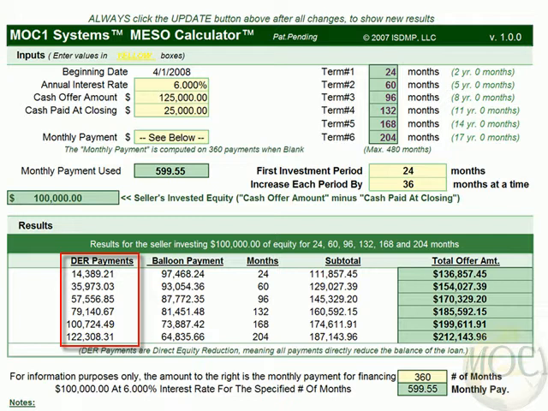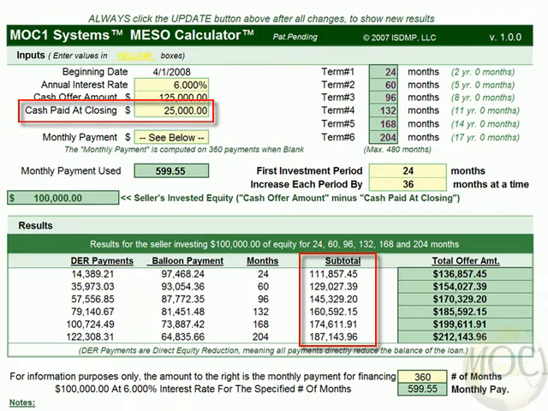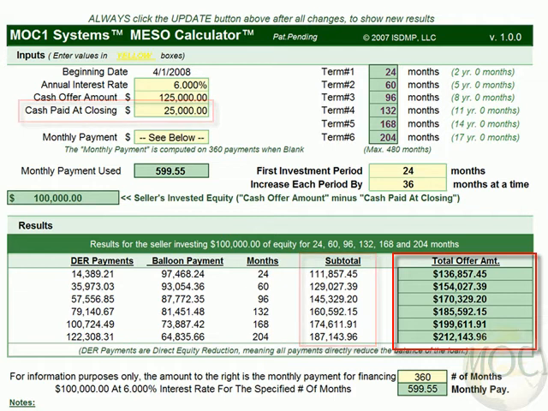These are called direct equity reduction, or DER payments, because the total amount owed is reduced by each payment, essentially a 0% interest loan. The balloon payment here is a lump sum amount representing the balance of the loan that is given to the seller at the end of the agreed-upon period. This balloon payment and the sum of the payments are added together to produce the subtotal. The subtotal is added to the cash paid at closing to derive the total offer amount of the offer for the property.